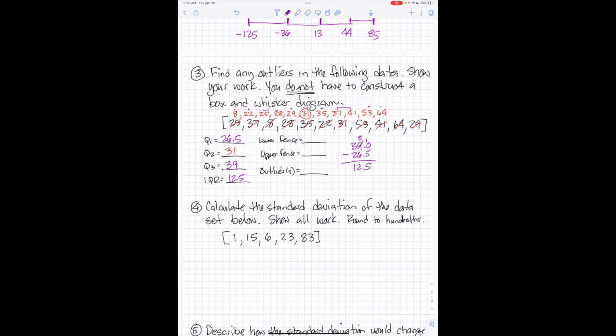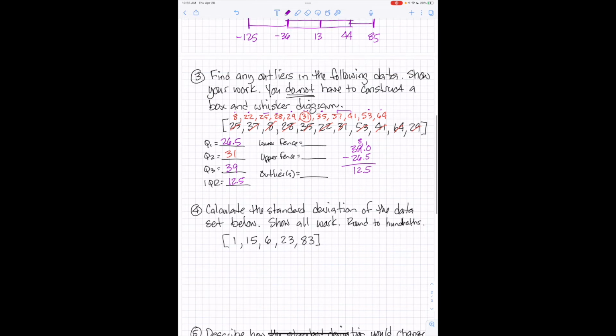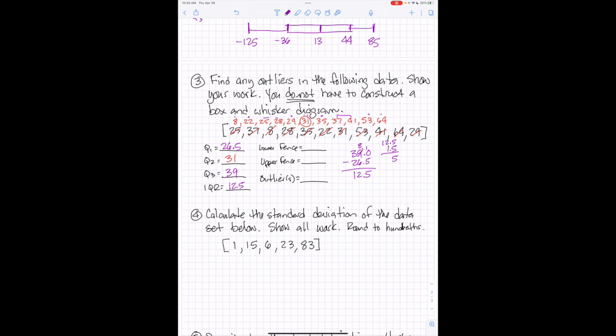To find the lower fence, I multiply the IQR by 1.5 and subtract it from Q1. So 1.5 times 12.5: 25, carry the 2. 5 times 2 is 10 plus 2 is 12. Carry the 1. 5 plus 1 is 5 times 1 is 5 plus 1 is 6. And then a 0, and then 5, 2, 1. Add it all together, 5, 7, 8, 18.75.